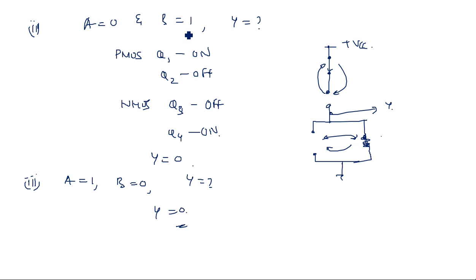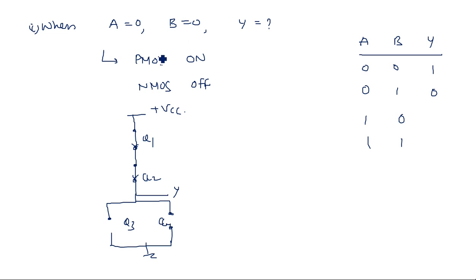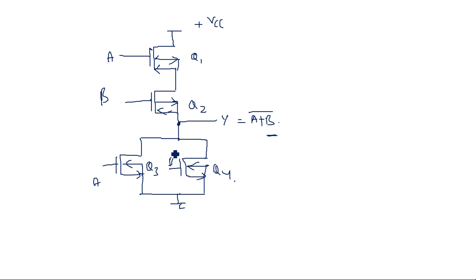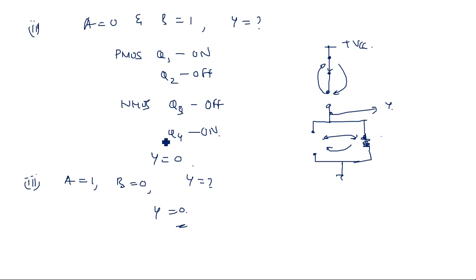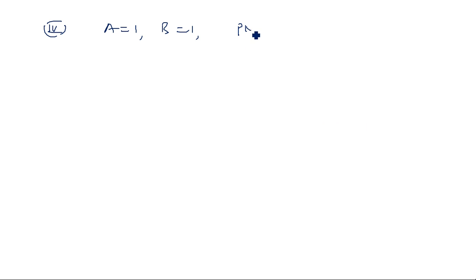Coming to the last case, that is A is equal to 1 and B is equal to 1. When both are 1s, what happens? Both the PMOS transistors are off and both NMOS transistors must be on. So both PMOS transistors are off and both NMOS transistors are on. So as NMOS transistors are on and PMOS transistors are off, there is no connection between output and VDD.